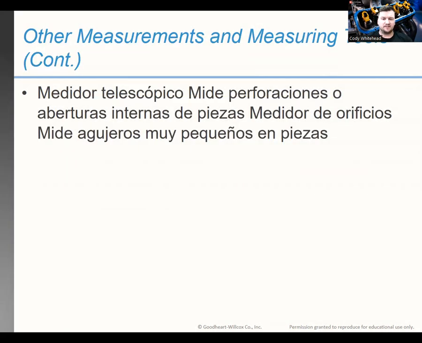Telescoping gauge measures internal part bores or openings. And a hole gauge measures very small holes in parts.